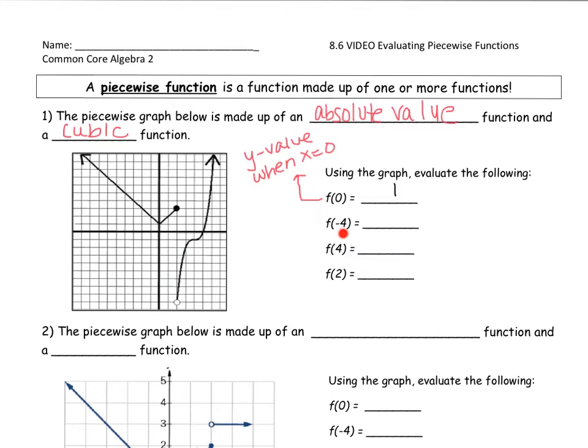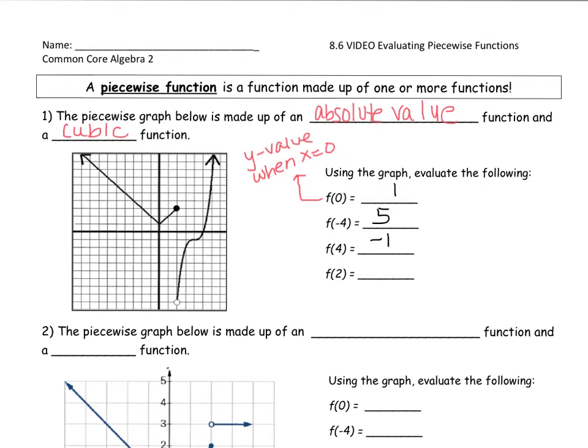How about f of negative 4? Again, it's a y value, but this time when x is negative 4. So we're going to go 1, 2, 3, 4, and go up to the graph. Up 1, 2, 3, 4, 5. So f of negative 4 is 5. Now we're going to do f of 4. So we're going to go over 1, 2, 3, 4, and go to the graph, which is simply down 1. So we'll say negative 1.